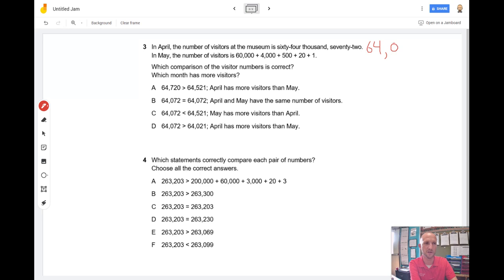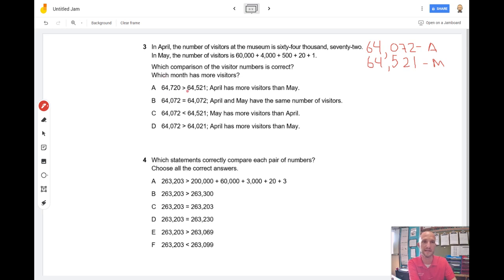64,072. No hundreds. Listen to 72. And this one's in expanded form, so lesson 1 skill, and I'm going to put it into standard form, 60,000. So it's going to line up there, plus 4,000, plus 500, plus 20, plus 1. So now I've got my two numbers. There's April, there's May. So let's look at our choices.